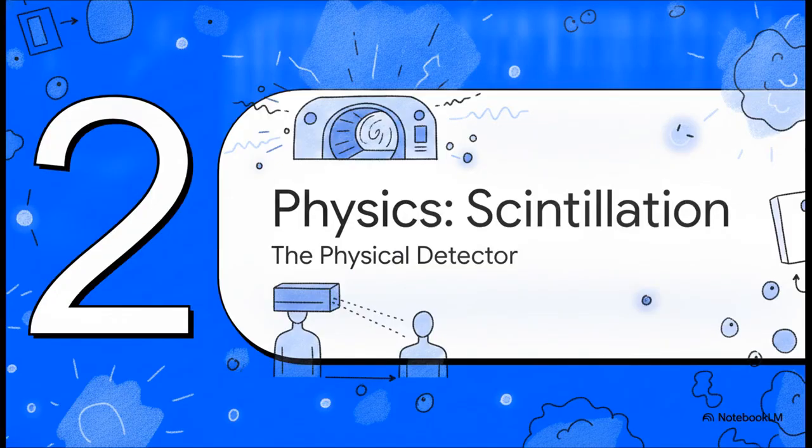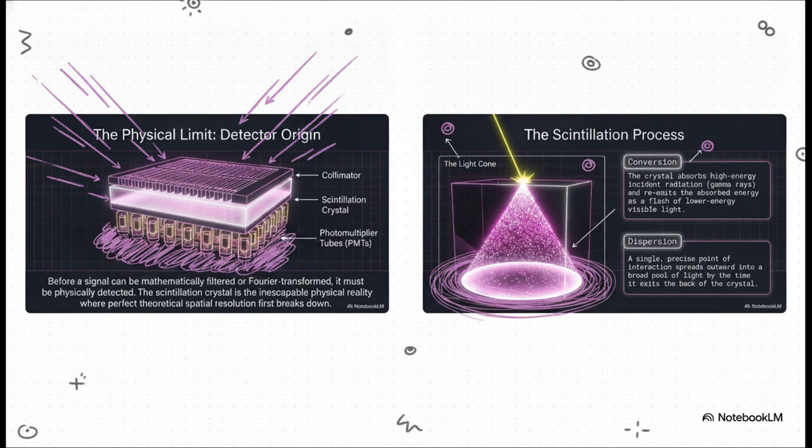Moving on to part 2, physics and the scintillation limit. Before a computer can even look at an image, a physical machine has to detect a signal from the patient's body. And boom, this is exactly where our unavoidable problems begin. When a single, precise, infinitely small gamma ray hits the detector's scintillation crystal, it doesn't just stay a tiny, perfect point. No, it instantly spreads out into this broad, diffuse pool of light by the time it reaches the back. Right there, in a fraction of a millisecond, perfect spatial resolution is totally destroyed.